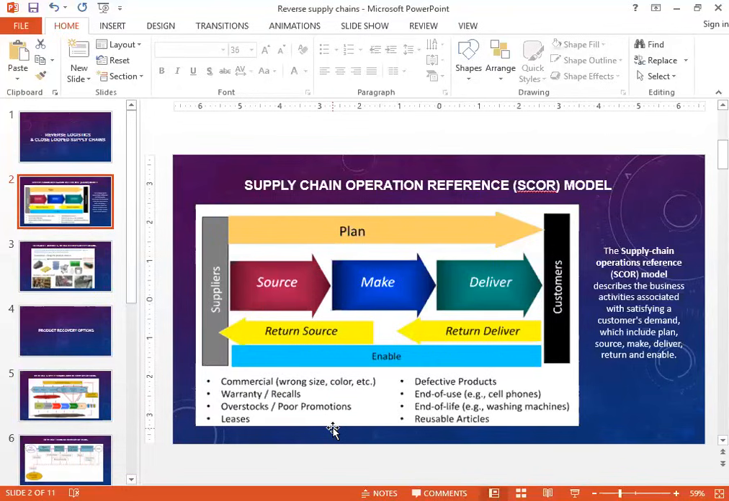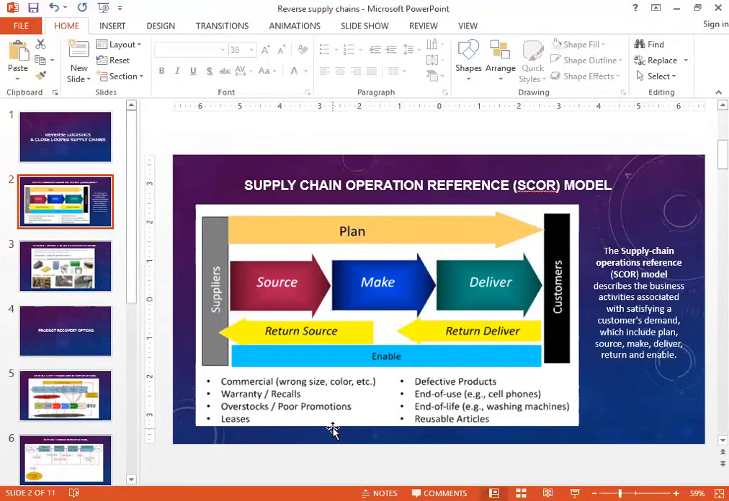Additionally, sometimes companies give their goods on leases, so they lease a product for a certain period of time, and then once the lease is over, they take the good back. So again, these are all reasons for products being returned to the company that originally sold them. Additionally, sometimes goods are sold and they're found by the consumer to be defective, and especially if there is a product warranty, customers decide to return the goods.